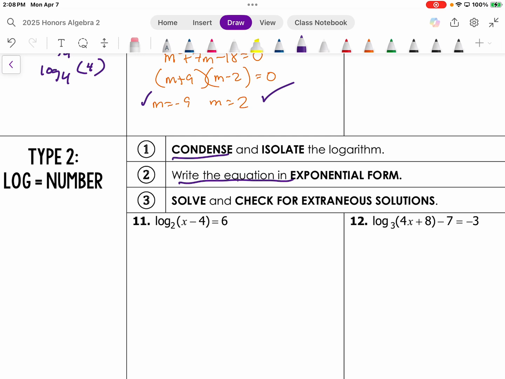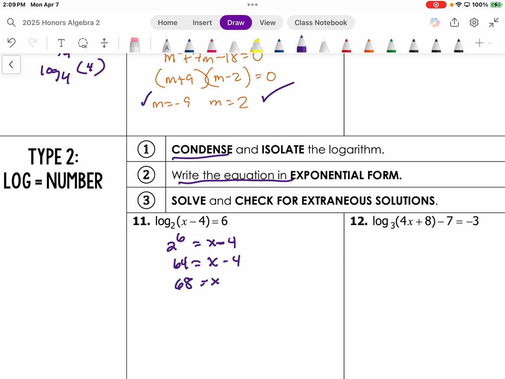So, for example, on number 11, there's no rewrite, no condensing. The logarithm is already isolated, so I'm going to rewrite it in exponent form by saying 2 to the 6th power equals x minus 4. 2 to the 6th power, the base to the answer equals the thing that was after the word log. And then I'm going to start solving. So that's 64 equals x minus 4. And then that means that x is equal to 68.